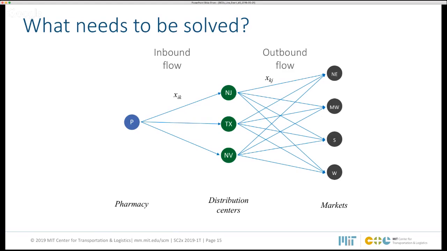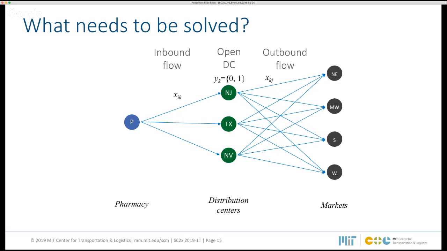How many units or how many boxes we'll send from the different layers. And the second decision is about whether or not we are opening the DC. So basically, for the 3 distribution centers, we have to make a decision if we are opening that particular distribution center or not. In this case, that's going to be a binary variable: 0 if we decide not to open the facility, and 1 if we decide to open the facility. Okay, so that's all the decisions that we are making.